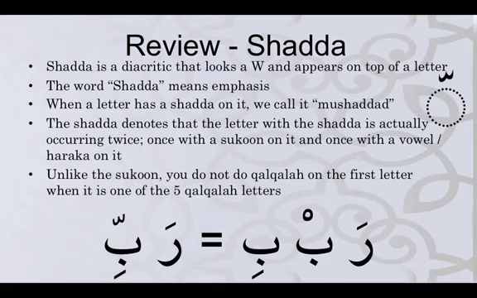On the screen below, on the right side, we have ra, fatha, ba, sukun, rab, and then ba, kasra, bi, rabbi. On the left hand side, we have its equivalent written with the shadda on it. This is to reduce redundancy and to make it easy to write. Ra, fatha, ba, shadda, rab, ba, kasra, bi, rabbi. But in this case, we're not going to do qalqala on the first ba. We're not going to say it that way. We're going to say rabbi. And that's the purpose of a shadda.